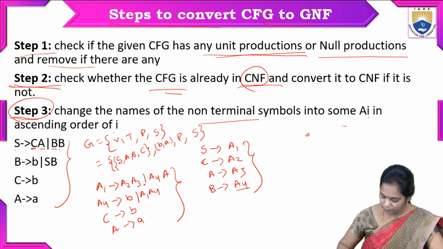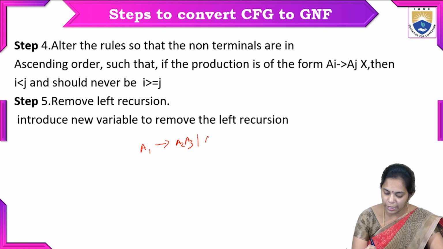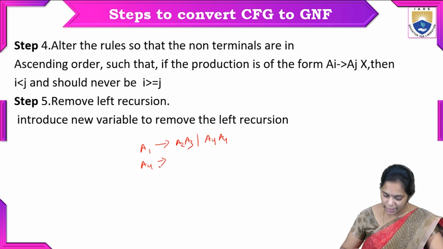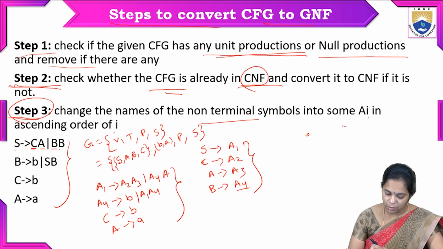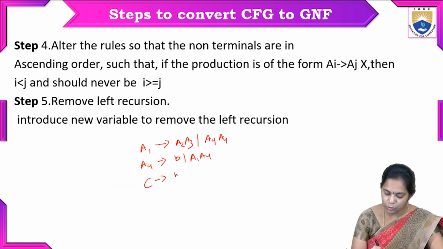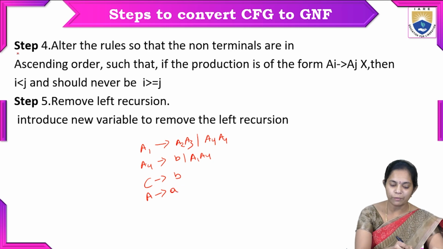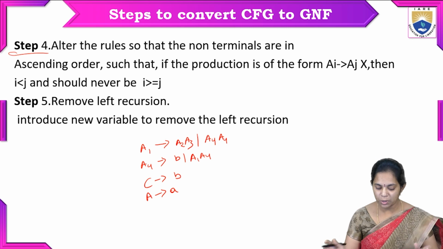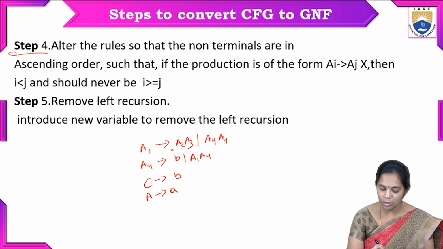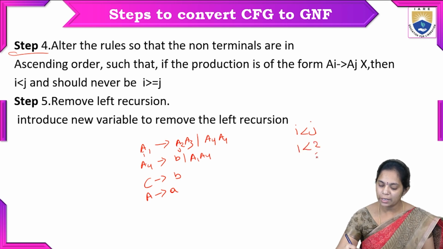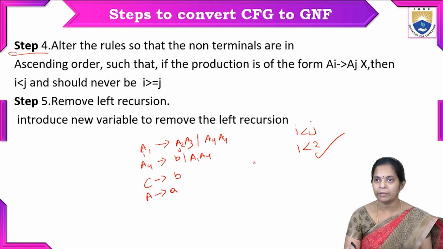So here we have to assign; we already have the terminals and the production rules like this: A2, A3, A4, and next A4 tends to B, A1, A4, and C tends to B and A tends to A. Suppose in the fourth step the non-terminal has a right-hand side with i and j. If i is greater than j, like 1 greater than 2, this production rule we have to leave as it is.